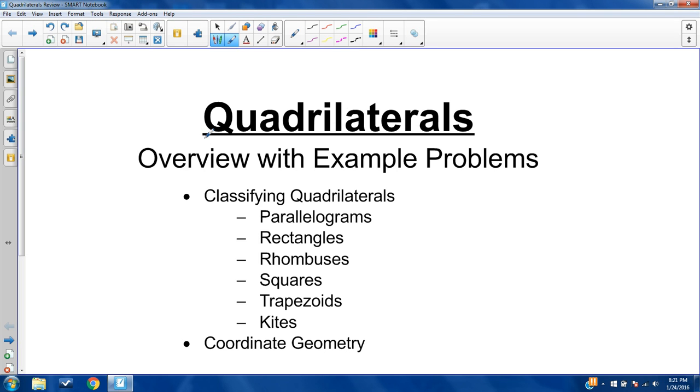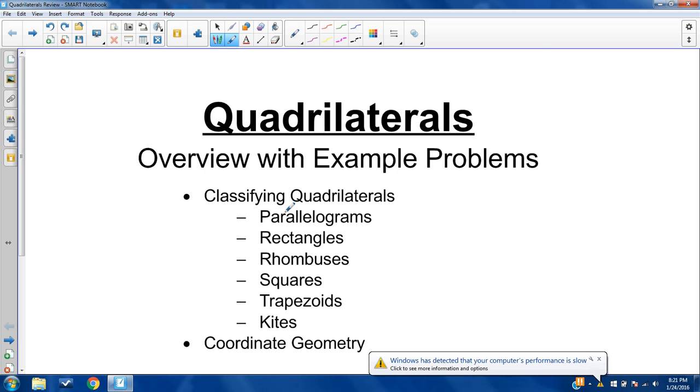Hello and welcome. You are looking at an overview of quadrilaterals using a bunch of example problems. I believe it's 24 example problems to be very exact with you. Here's what's going to be the breakdown, and not necessarily in this order. Everything's a bit randomized. You're going to see a lot of stuff up at the top. You'll see what I'm talking about.